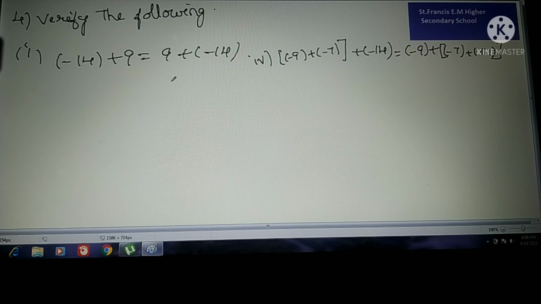Now see, verify the following. Next problem, verify the following. Minus 14 plus 9 equal to 9 plus minus 14. We have to check whether these two are equal or not. Okay, so this minus 14, removing the brackets and writing this one. Now I am taking the minus out, so this will become plus, and this plus 9 will become minus 9. 14 minus 9 will be how much? 5. So remove the brackets, apply the sign again, minus 5 is the answer. Understood?